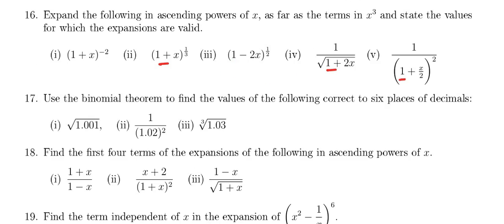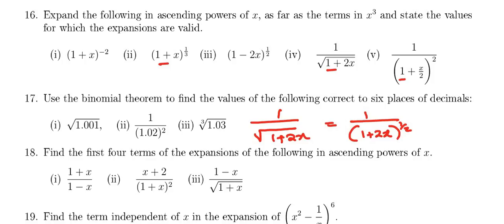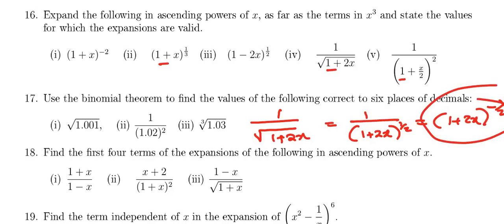The difference is that these are put in a way that you have to rewrite them first. So like this one here, 1 over the square root of 1 plus 2x. It's the same as 1 over 1 plus 2x to the power half, because that's what the square root represents. Then this is the same as 1 plus 2x to the power negative half. So you are simply working out this. Where you have this here, it is the same as expanding 1 plus 2x to the power negative half.